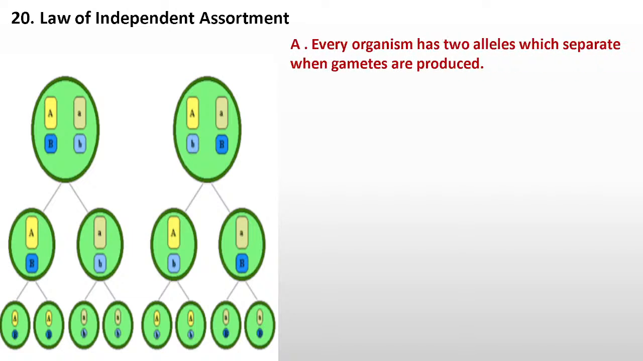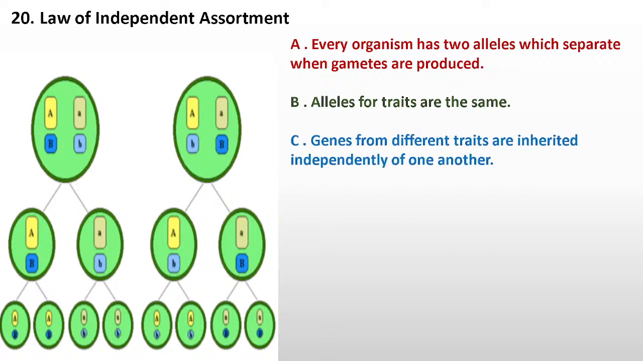Option A. Every organism has two alleles which separate when gametes are produced. B. Alleles for traits are the same. C. Genes from different traits are inherited independently of one another. D. The allele combination of an organism.